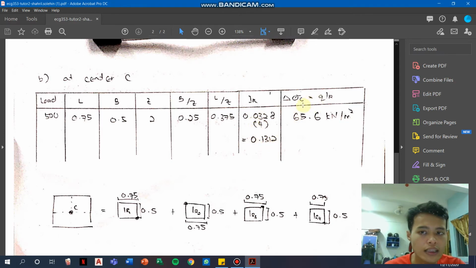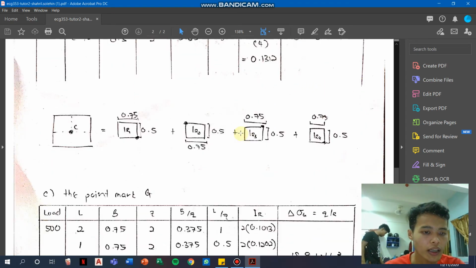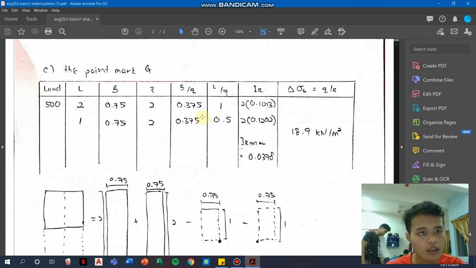For the vertical stress at the center C, we use the formula Q times IR, where Q is 500 and IR is 0.1312, and we get 65.6 kilonewton per meter squared. Okay, let's go to question C.